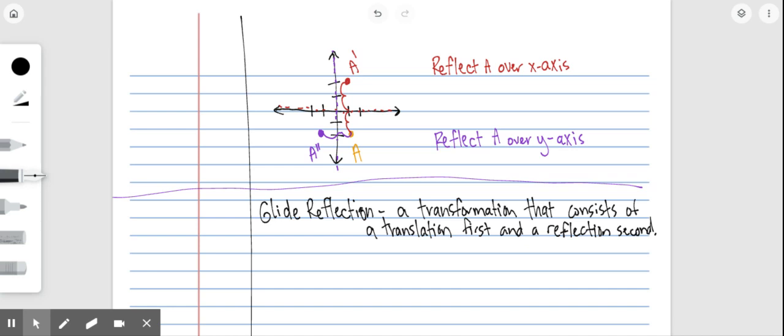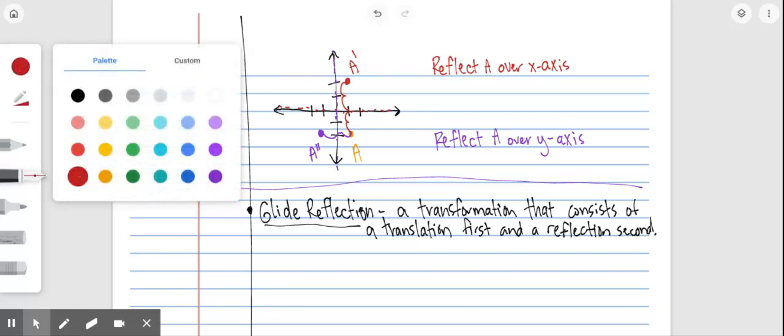All right, this last video is going to be really quick. The first thing I want to do is just give you a definition of what a glide reflection is, because that's a word that you're going to see. A glide reflection is just a transformation that's both a translation and a reflection. So a glide reflection would say, I'm going to slide or translate this image first and then reflect it over a line. Okay, so that's what a glide reflection is.